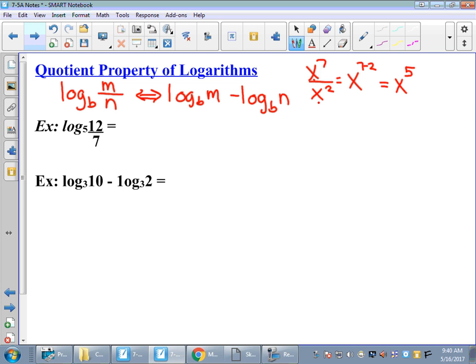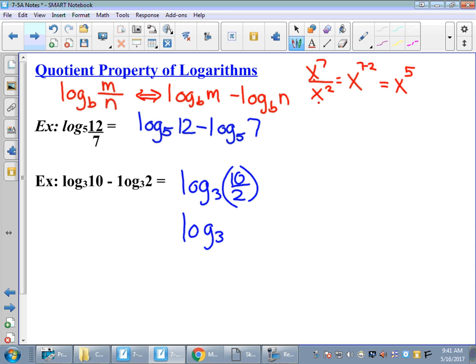So again, this works both ways. If you have a quotient or a division problem, you can write it as a subtraction problem expanded. If you have two things being subtracted, you could condense it into one division problem. So looking at the numeric examples here, log base 5 of 12 over 7 can be rewritten as the log base 5 of 12, take away the log base 5 of 7. If you have a subtraction problem, I can actually condense that and call that log base 3 of 10 over 2, or the log base 3 of 5. So the one simplifies it, the one expands it.